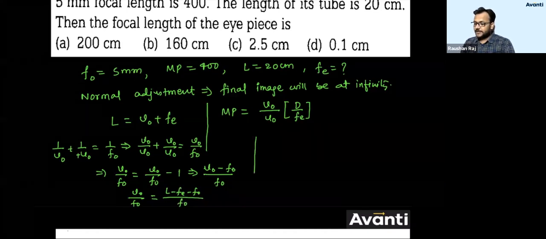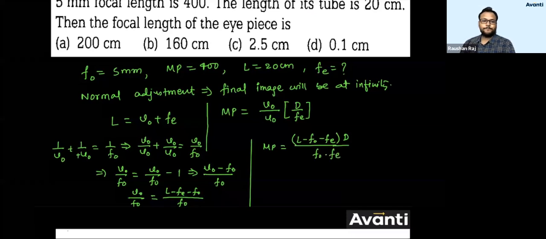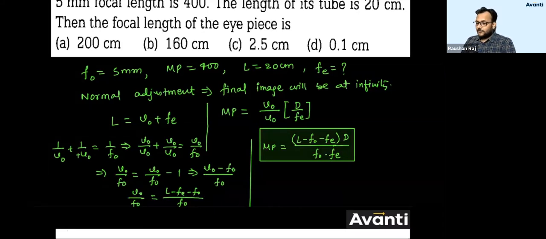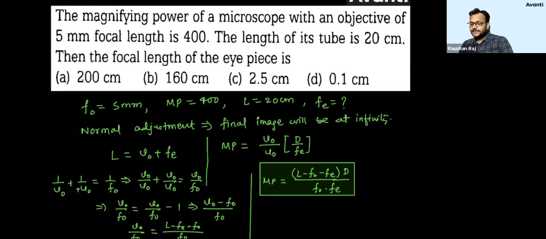So you can write the magnifying power formula, MP or gamma, as (L minus F naught minus Fe) into D divided by F naught into Fe. Okay? So this is the formula in terms of the length of the tube, the near point distance and focal length. But if you look at the question here, L is given to you. Okay? What is L? 20 centimeter.